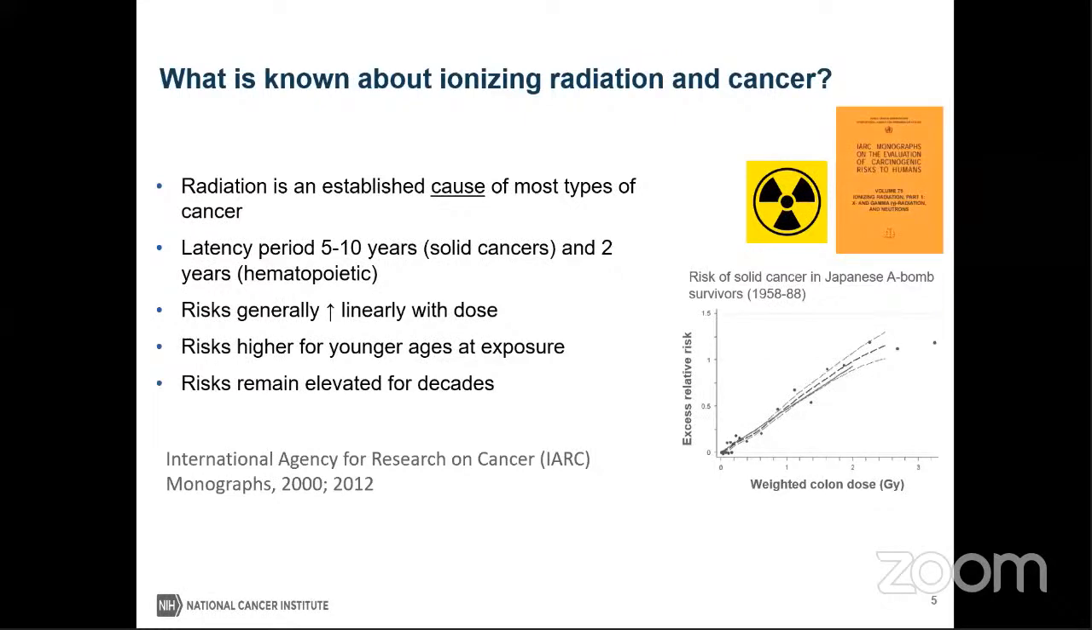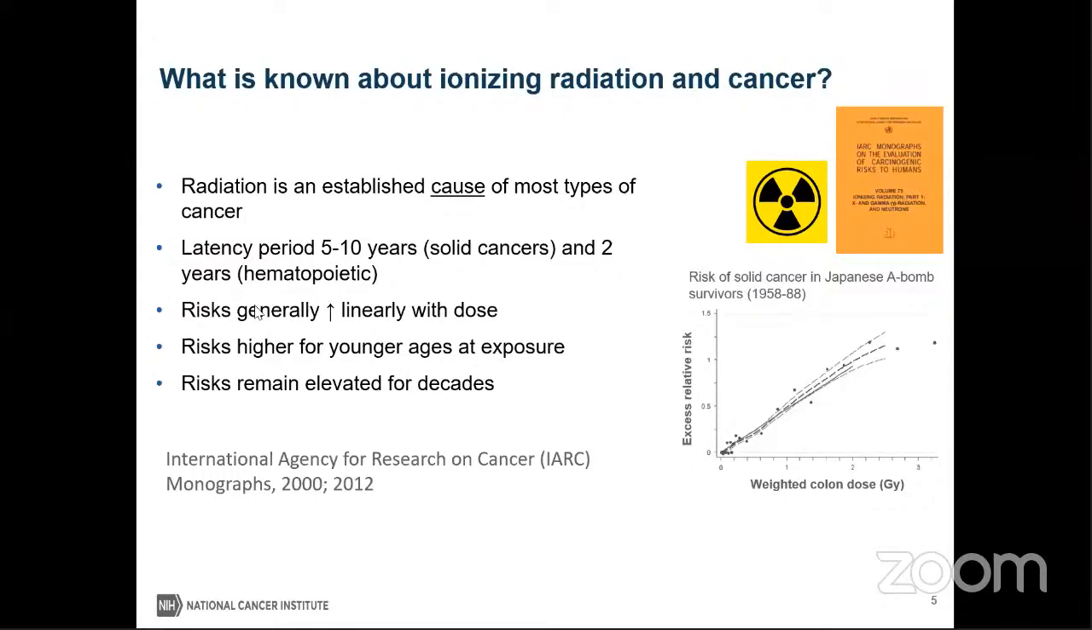And following a latency period after exposure of about 5 to 10 years for solid cancers and 2 years for hematopoietic malignancies like leukemia, the risks tend to increase linearly with dose, as you can see from this figure based on data from the Japanese atomic bomb survivor cohort, which is our gold standard study in radiation epidemiology.